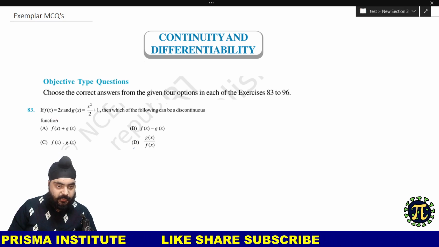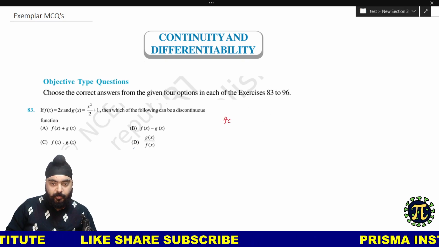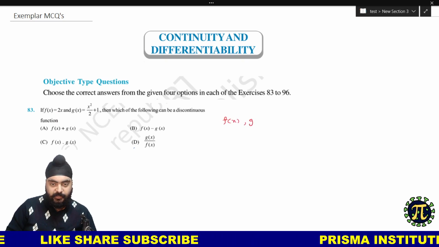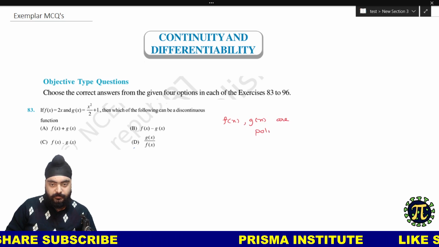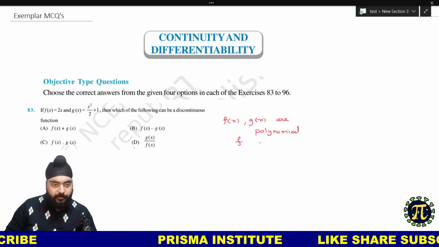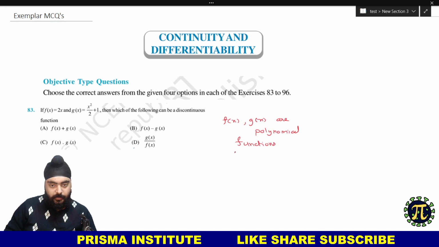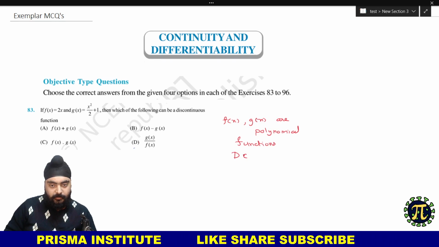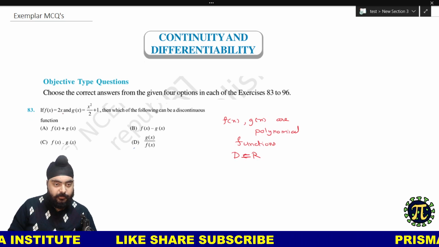fx और gx की value given है, and we have to find which of these functions can be discontinuous. So both fx and gx are nothing but polynomial functions, right? Fx and gx are polynomial functions, and they are defined for all real values. So यहाँ पे दोनों का domain कितना? Domain is all real numbers, because you can put any real number in the first function or second function.